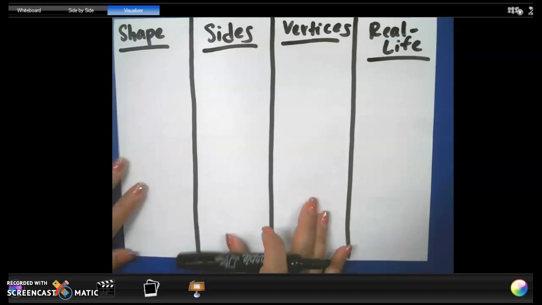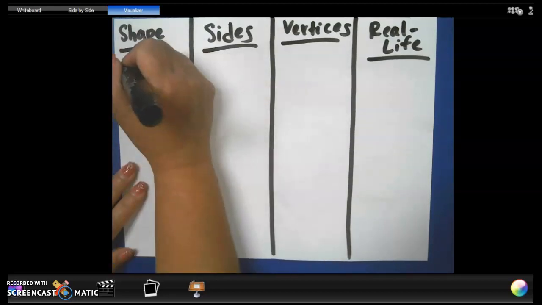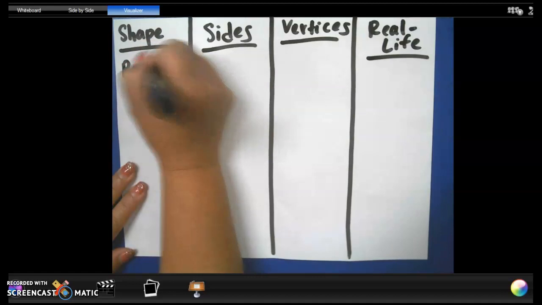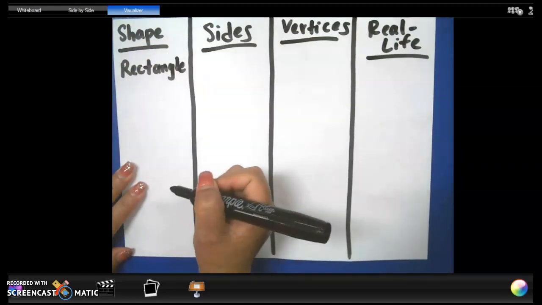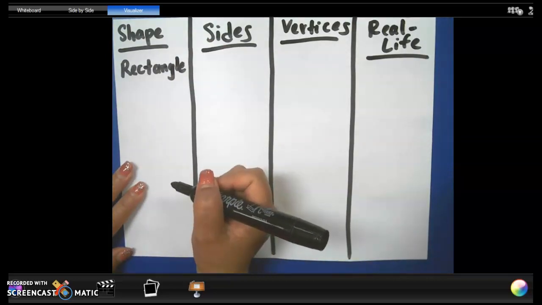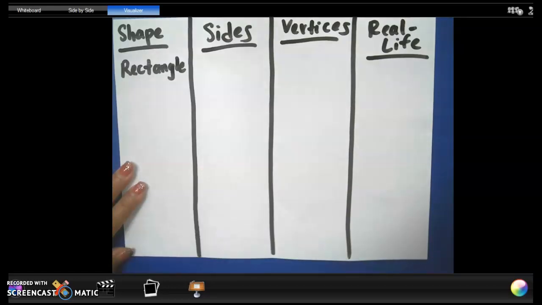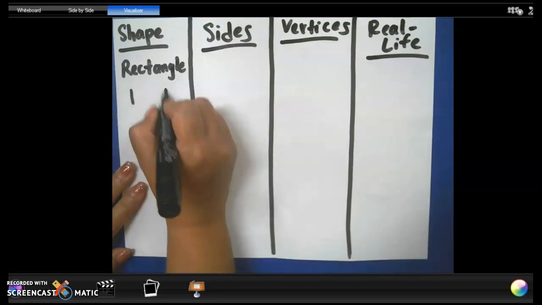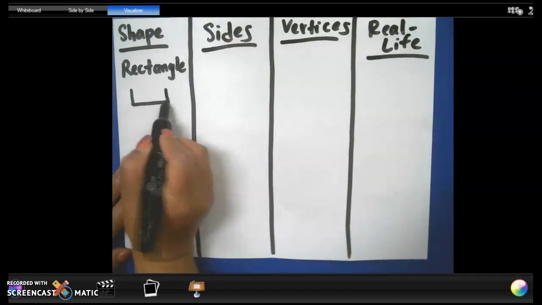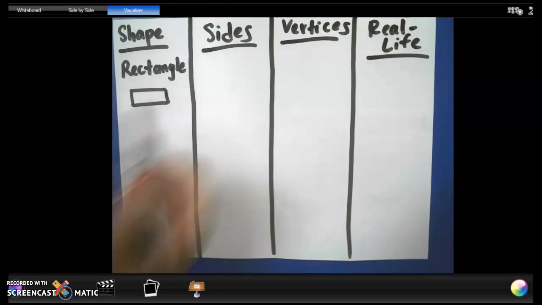So my next shape that I want to talk about is the rectangle. This is how you spell rectangle. Rectangle is kind of tricky because it kind of looks like a square, but it's not a square. It's not a square because it has 2 short sides and 2 long sides, okay?